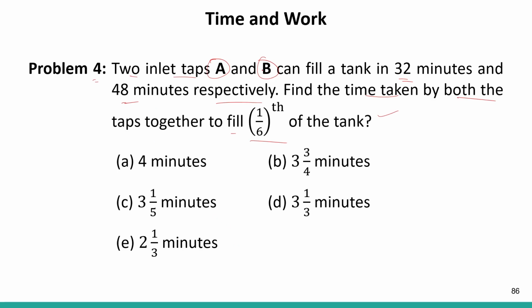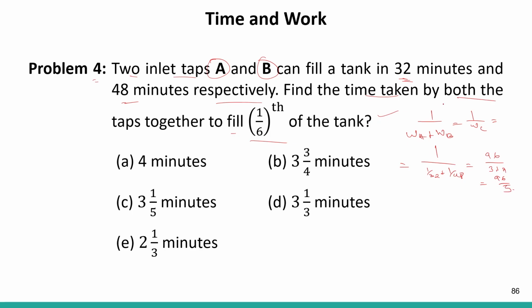A and B are two inlet taps and they can fill the tank in 32 and 48 minutes respectively. So WA plus WB is equal to whatever it is, 1 by WC. This is what we know, right? The combined time is unknown to us. So it will be equal to 1 by 32 plus 1 by 48. So the common denominator of 32 and 48 will be 96. So 3 plus 2 is equal to 5 by 96.